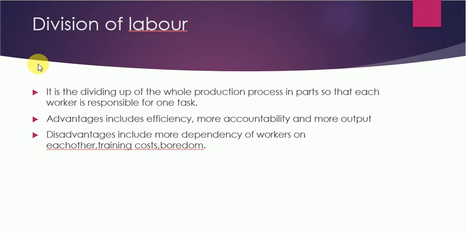Then next comes the disadvantages. It includes more dependency of workers, as the whole production process is always connected. So if, for example, worker A cannot complete a task, then it would be difficult for worker B to go further to complete his task because he will always be dependent on worker A. So it would be difficult to complete the whole production process of one unit. That's why it is saying dependency of workers on each other.